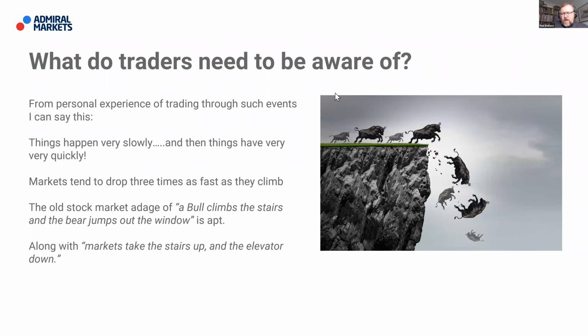is that when markets are climbing, things happen very, very slowly. Markets might have been rising, and they might just start to top out. But what I found is that things happen very slowly, and then very, very quickly after that. As a rule of thumb, which is a little bit different in modern markets because of the intervention we see, it's still valid that markets tend to drop three times as fast as they climb. And that's well worth understanding.